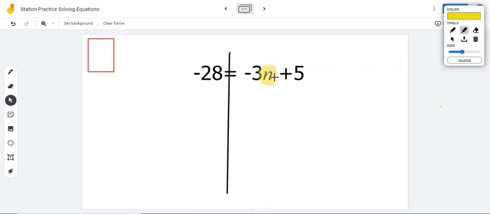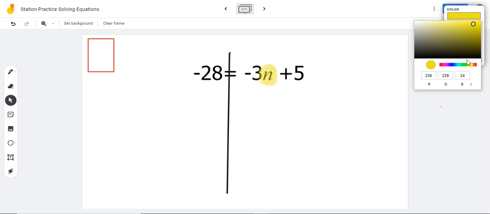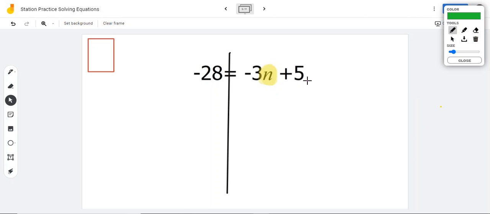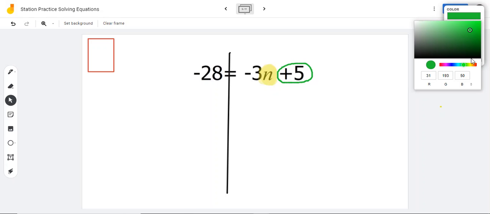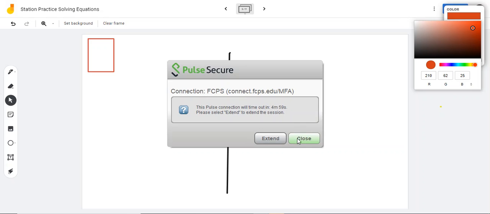So if the variable is over here, then this is the side that we need to work on because we're trying to get the n by itself. That means in order to get that n by itself, I don't need to get rid of the negative 28. It's not bothering my n. What I do need to get rid of is this plus 5 and this times negative 3.